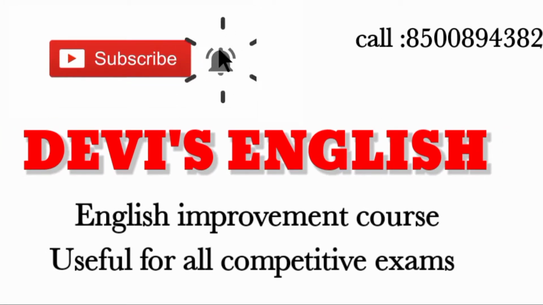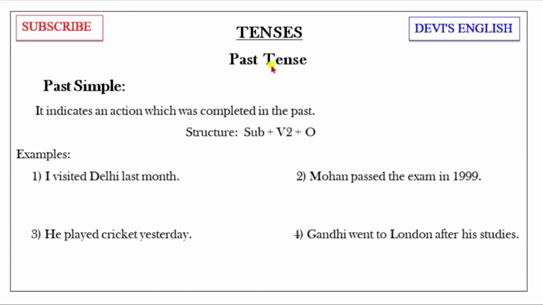Let me explain you past tense. Past tense has 4 subtenses: simple past, past continuous, past perfect, and past perfect continuous. First one, simple past, that is also called past simple. When we use this tense, it indicates an action which was completed in the past. That means a completed action, simply we are using past simple, also called simple past.